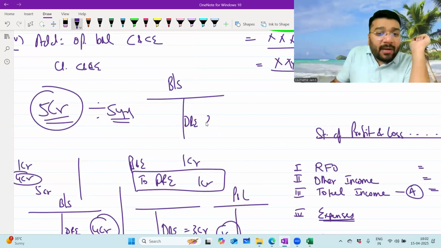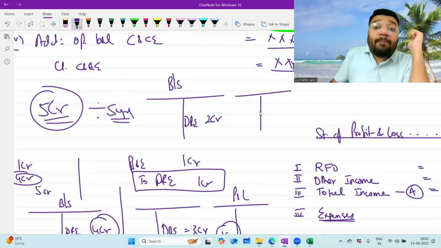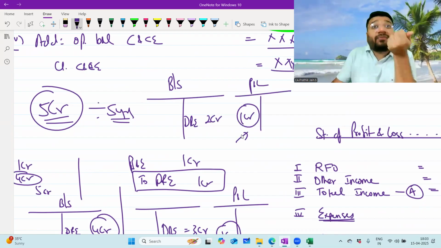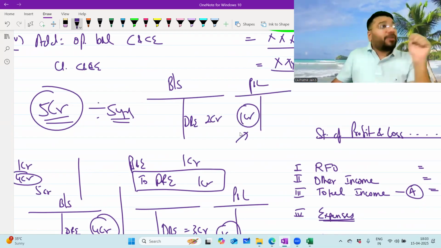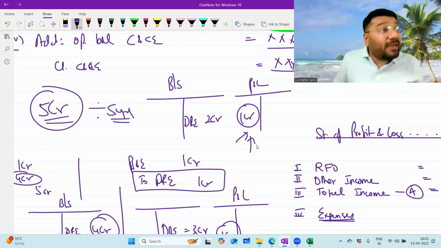Third year, if I prepare the third year balance sheet, what happened? Deferred revenue expenditure will become now 2 crore. Where did the 1 crore go? It went to the P&L of that year itself, 1 crore rupees as expenditure. So this 1 crore which I'm recording in the third year P&L is called deferred revenue expenditure written off.